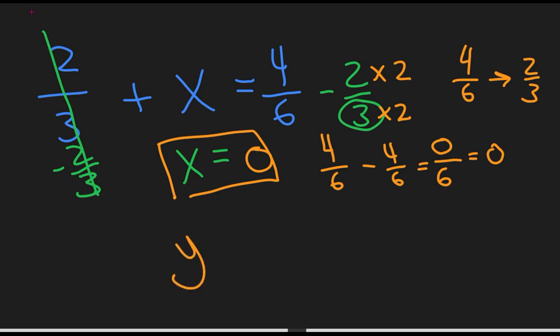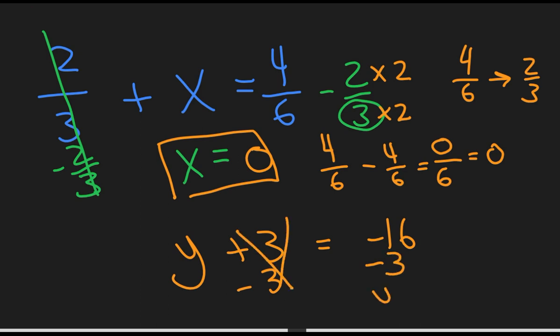Let's do one more. This one's going to make us mess with negatives. Got this positive 3 sitting here. I'm going to subtract it from both sides. It's gone. And I'm left with y equals. Now, what is negative 16 minus 3? Or what is a negative 16 plus a negative 3? Well, we're combining things together. We're adding them, right? A negative 16 and a negative 3.